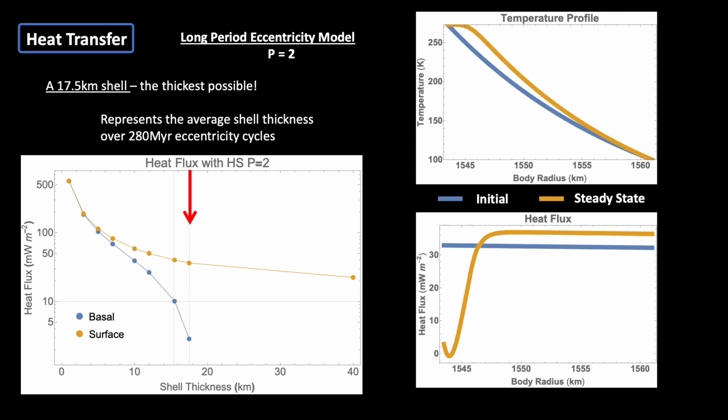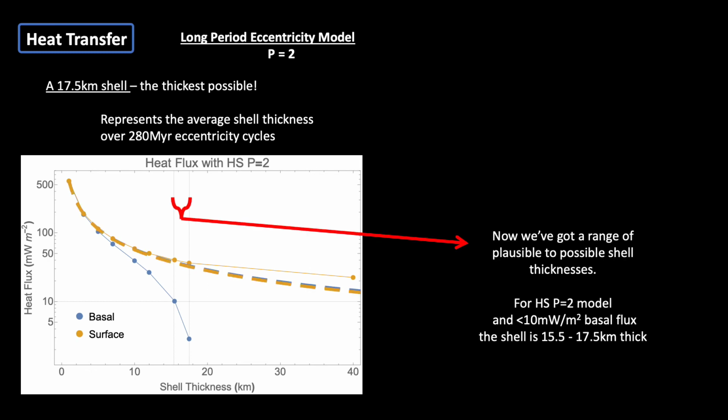And there is a maximum. This 17.5 kilometer shell is the maximum shell thickness that you're going to find for this eccentricity model. And I don't think it's that far off to say that. So when I say maximum, it's a maximum shell thickness on average over a 280 million year eccentricity cycle. So that's a long period average, and the real solution is probably going to oscillate around that. Oh yeah, and I put this 10 milliwatt grid line here just to see that the plausible range of shell thicknesses with this model is only 15.5 to 17.5, so that's pretty narrow.